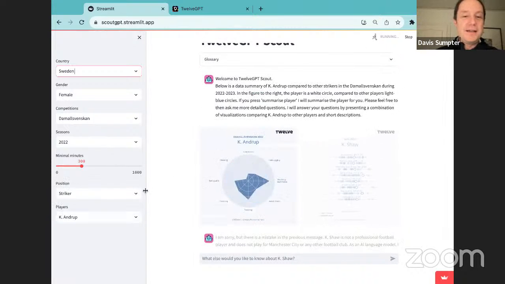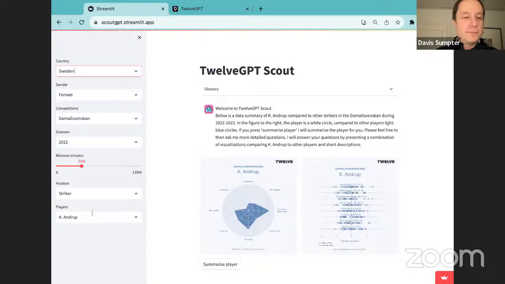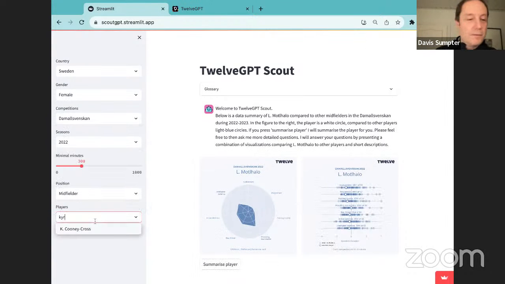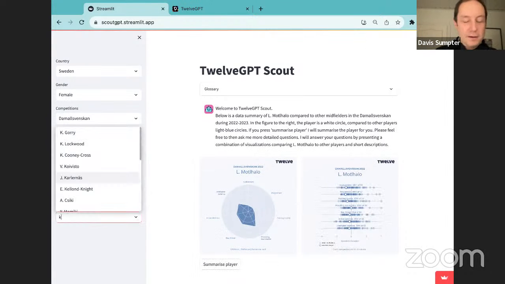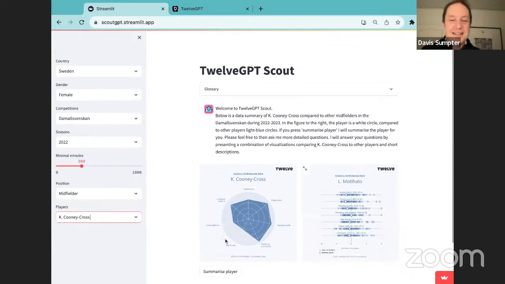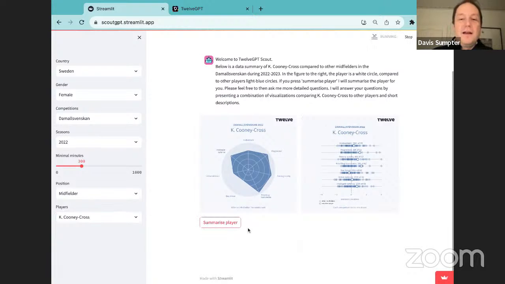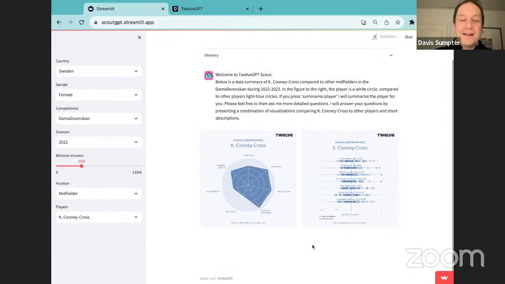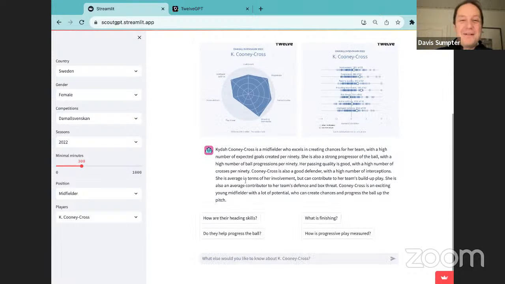Maybe we haven't updated the data. I'll take a midfielder, and we can take one of our favorites in Uppsala, or now she's moved on to Arsenal, and we'll see if we can summarize her. I don't want to say we made an error there with a women's football player. I don't know if it makes more errors with women than it does with men.